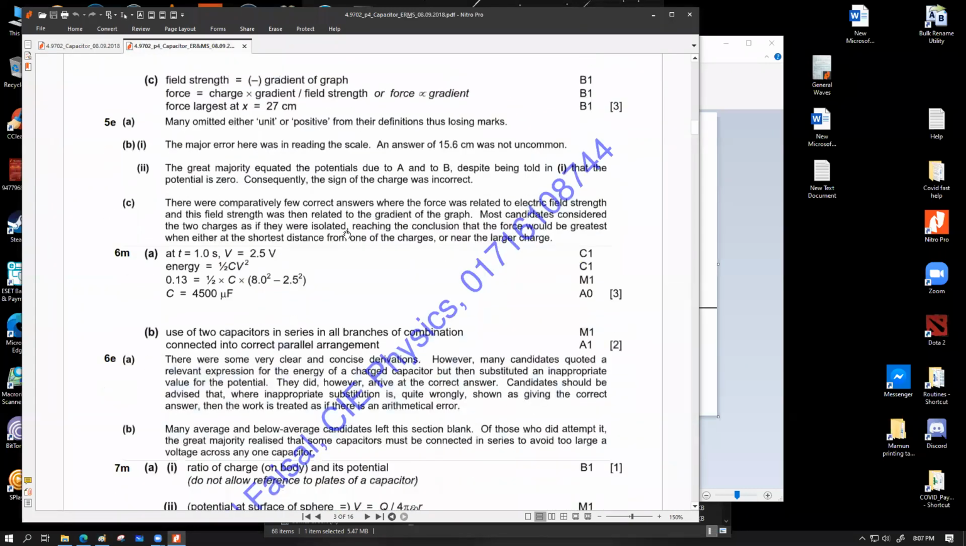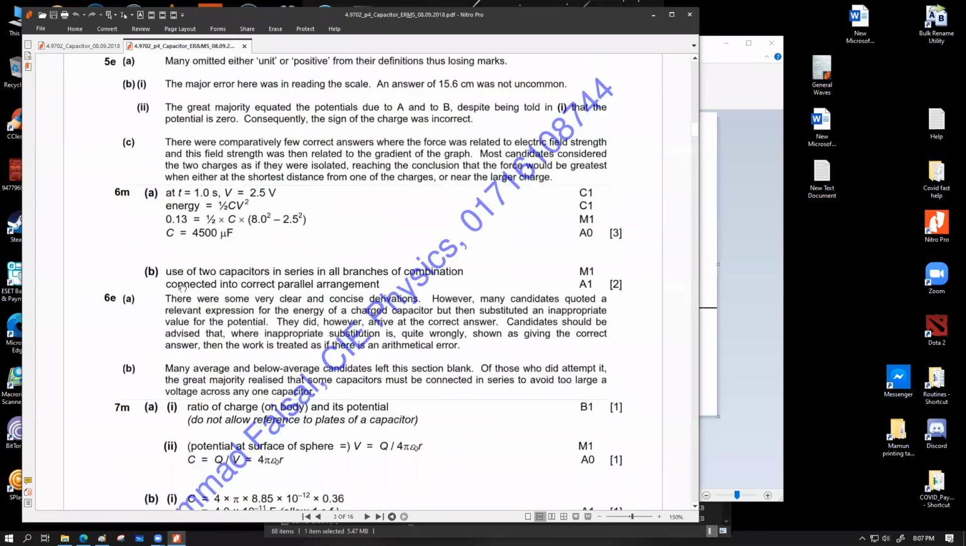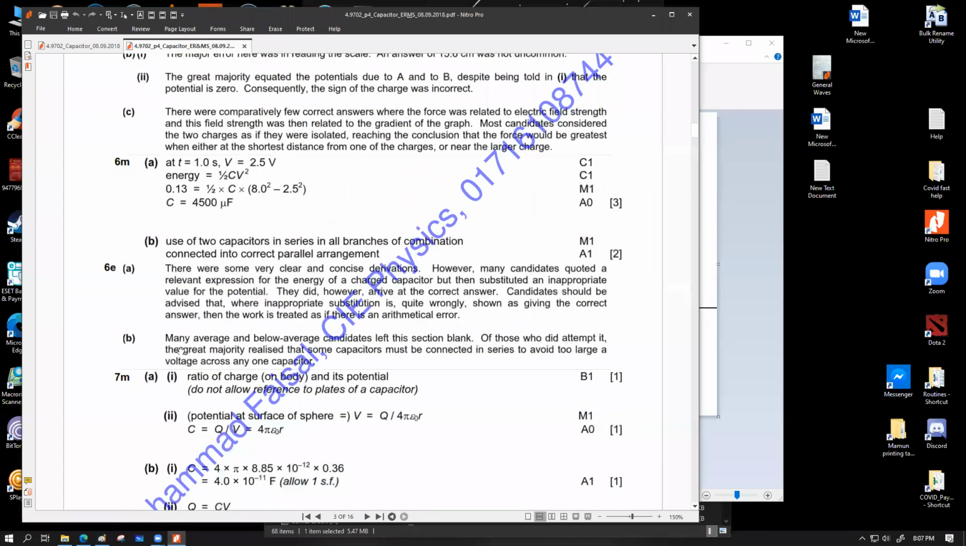If you look at the mark scheme, just a second, the mark scheme says use of 2 capacitors in series and all branches of combination connected in a parallel arrangement. Meaning average and below average candidates left this section blank. Of those who did attempt it, the majority realized that some capacitors must be connected in series to avoid too large voltage across any one capacitor.